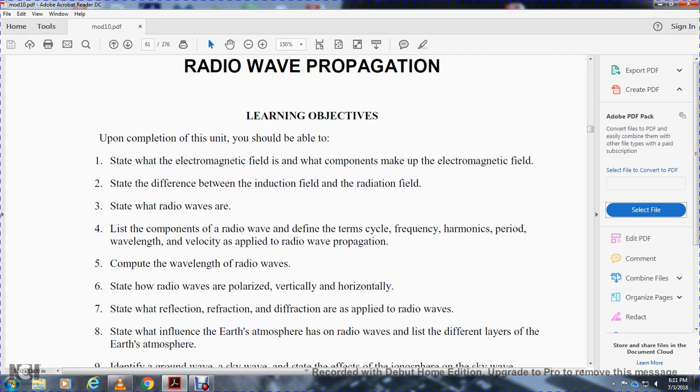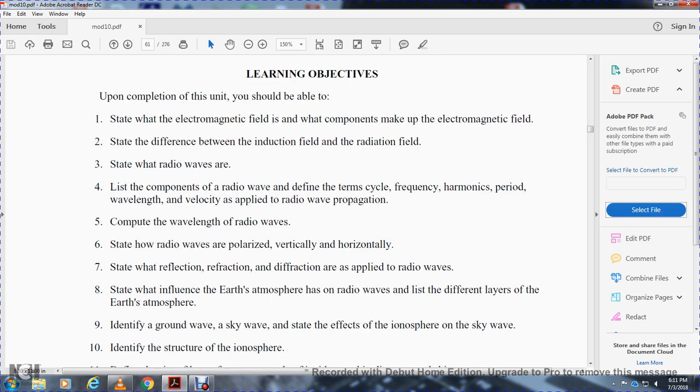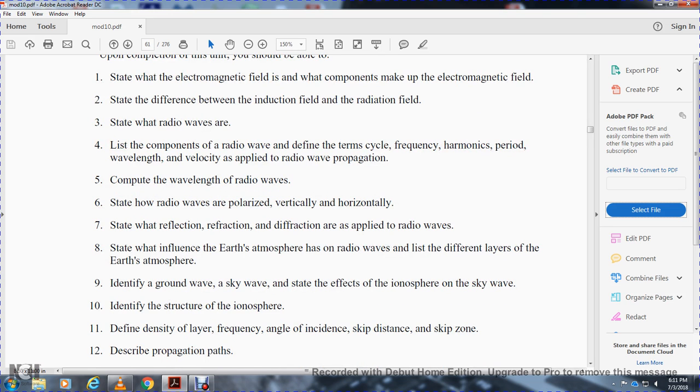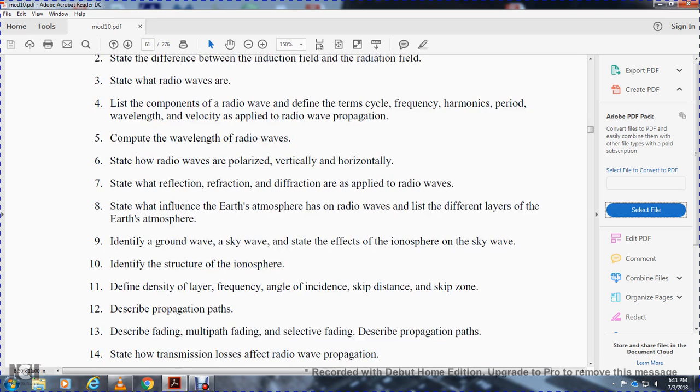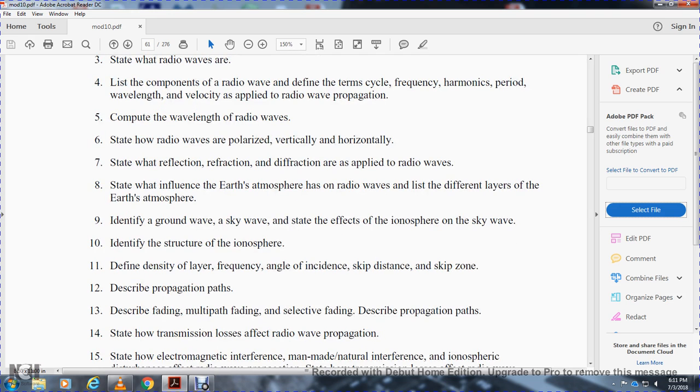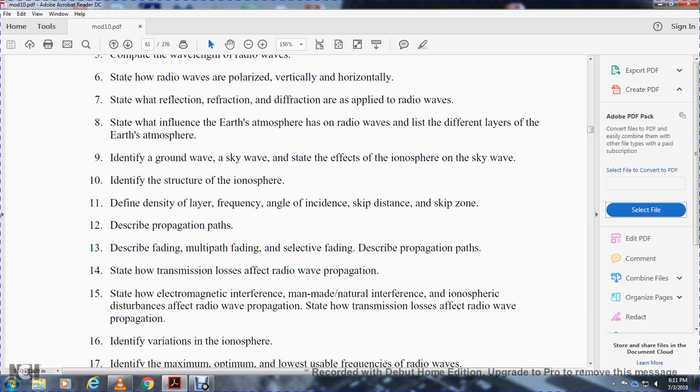State the influence of the Earth's atmosphere on radio waves, list the different layers of the Earth's atmosphere, and identify the ground wave and sky wave. State the effect of the ionosphere on the sky wave, identify the structure of the ionosphere, and identify the density of the layers, frequency, angle of incidence, skip distance, and skip zone. Describe the propagation path. Describe fading, multipath fading, and selective fading. State how transmission loss affects radio wave propagation.